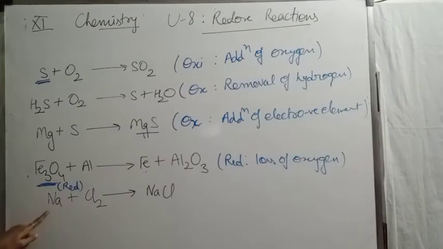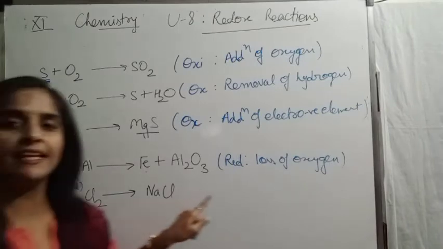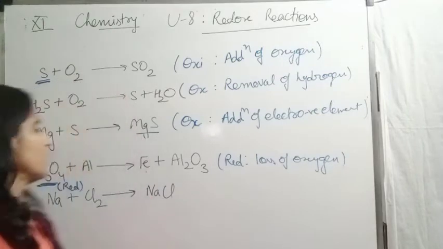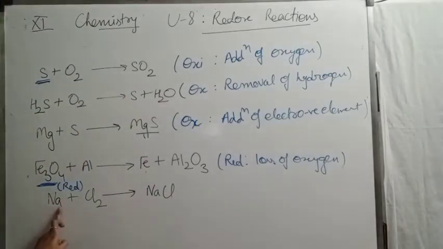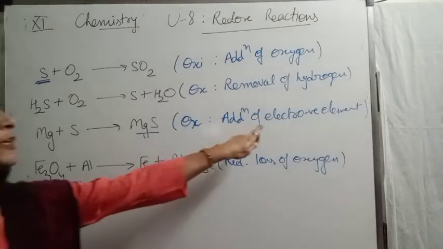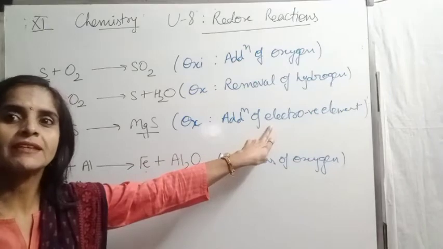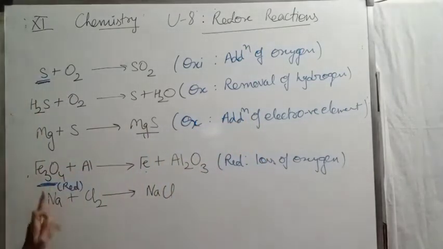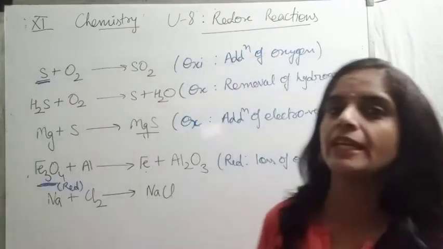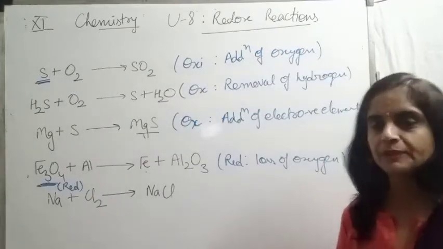Check another case. Sodium is converted into NaCl. So how do we define whether sodium is oxidized or reduced? What change is taking place here? In case of sodium, there is addition of chlorine, and chlorine is an electronegative element. That is oxidation. So we can say sodium is oxidized because an electronegative element is added to it.